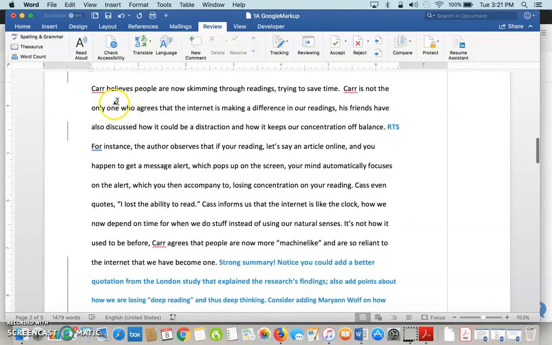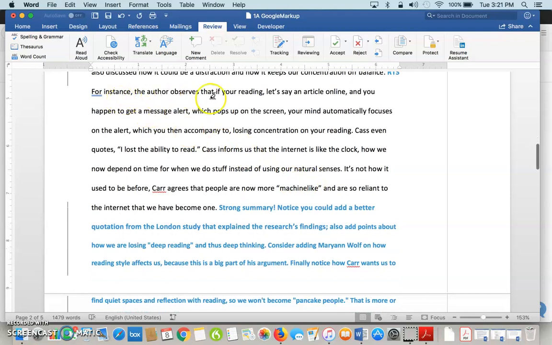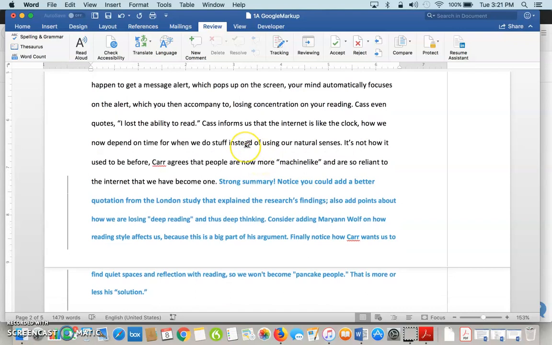Now notice, Carr believes people are now skimming through readings trying to save time. Carr's not the only one who agrees. His friends have also discussed. So here there might be a quotation. This is a little bit of a run together, and I'll talk about grammar. For instance, the author observes, and then notice that it gives an example from the piece that makes sense. So this is a good development so far.